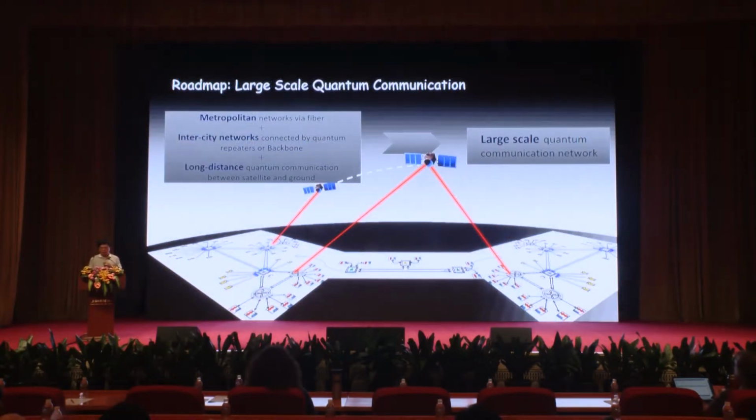Of course, the second, more efficient solution is satellite-based. I'm not going to introduce it, since Chen already introduced it the day before yesterday, and also last year. So that's the roadmap for large scale quantum communication. We use fibers for metropolitan networks, backbone or repeater to connect the cities, and for long distance, somewhere abroad where you don't have easy fiber access, you use the satellite.